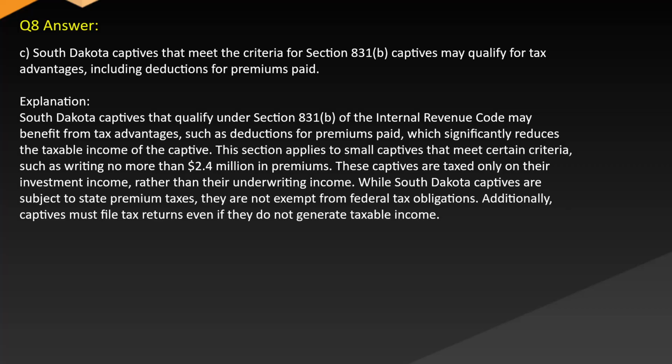Explanation. South Dakota captives that qualify under Section 831(b) of the Internal Revenue Code may benefit from tax advantages, such as deductions for premiums paid, which significantly reduces the taxable income of the captive. This section applies to small captives that meet certain criteria, such as writing no more than $2.4 million in premiums. These captives are taxed only on their investment income rather than their underwriting income.